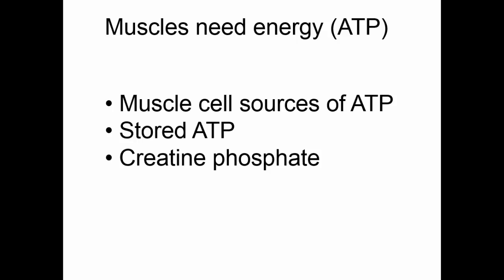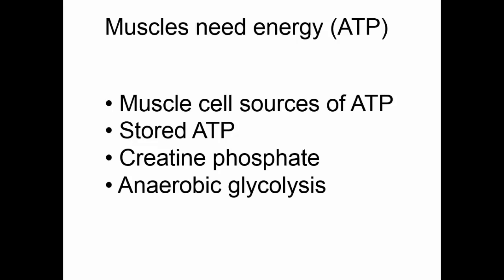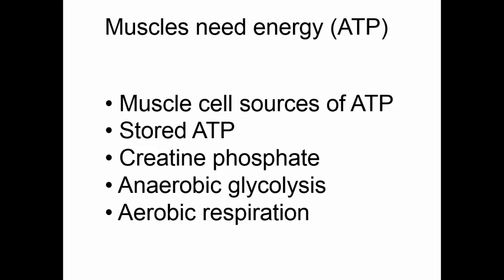Then we have energy stored in the form of the creatine phosphate molecule. This molecule can be broken down directly and form ATP. Anaerobic glycolysis is how the cell breaks down glucose to make a little bit of ATP. This happens when there is not sufficient oxygen present. And aerobic respiration is when oxygen is present and the maximum amount of ATP can be produced from glucose.